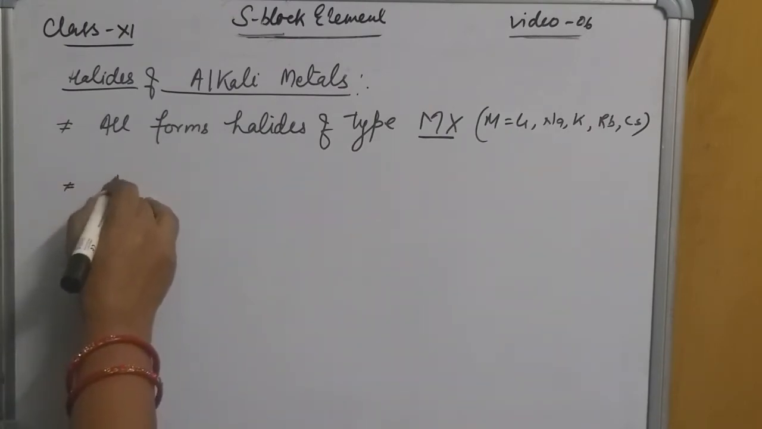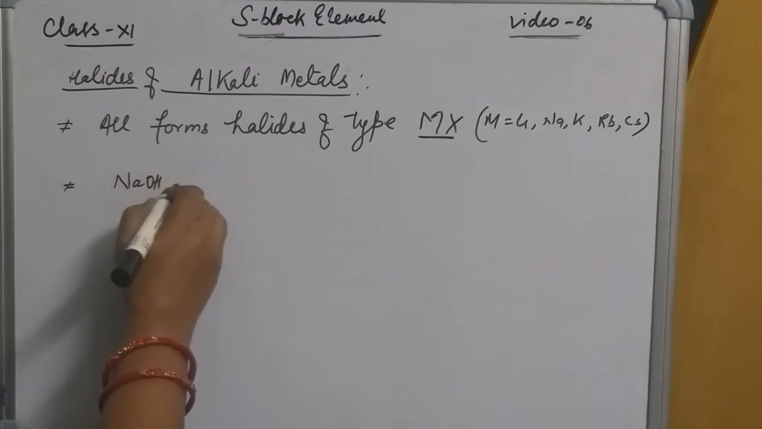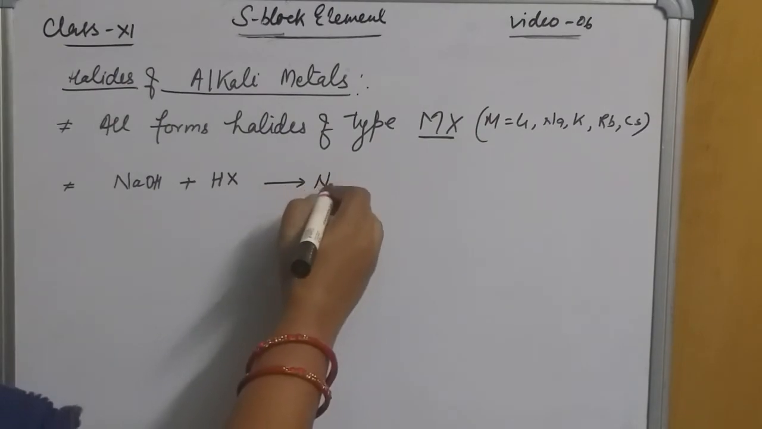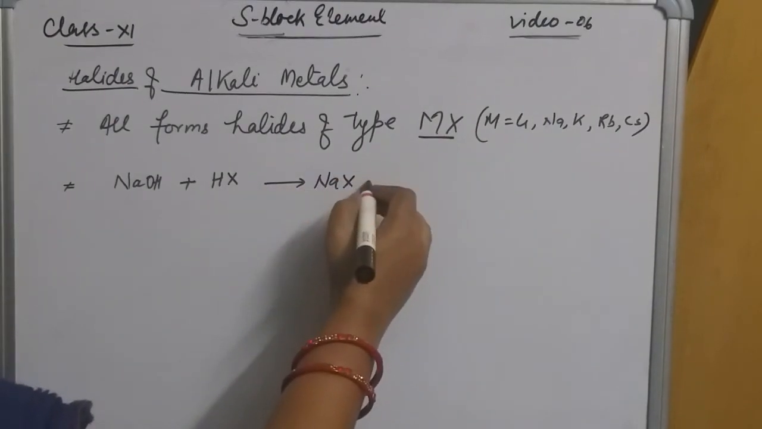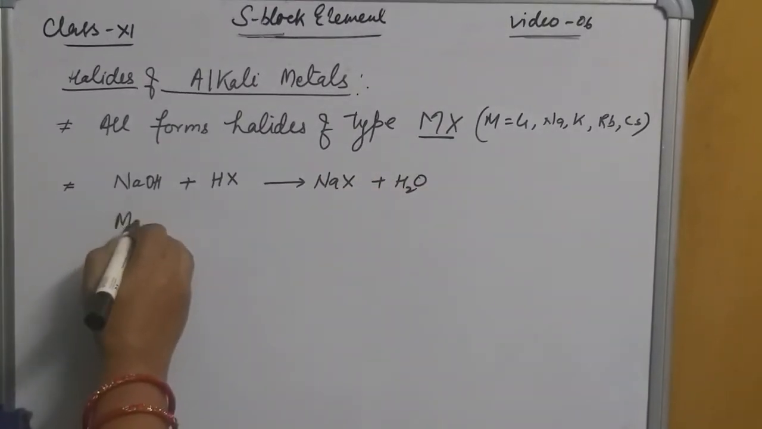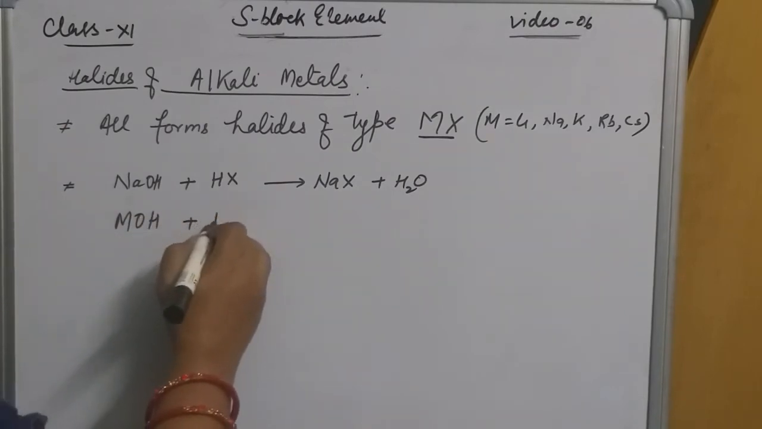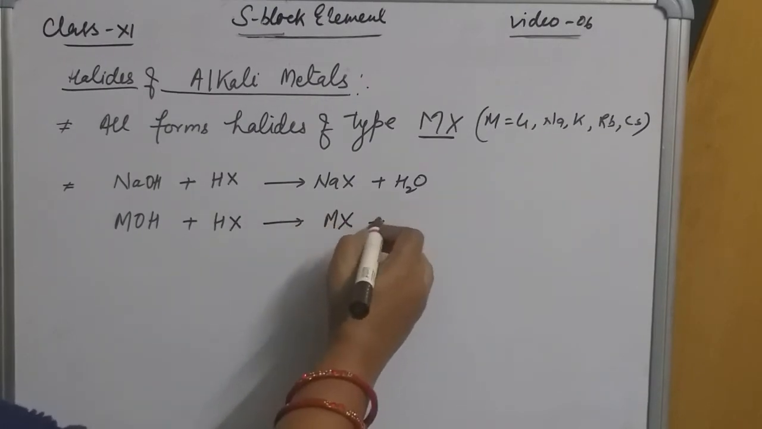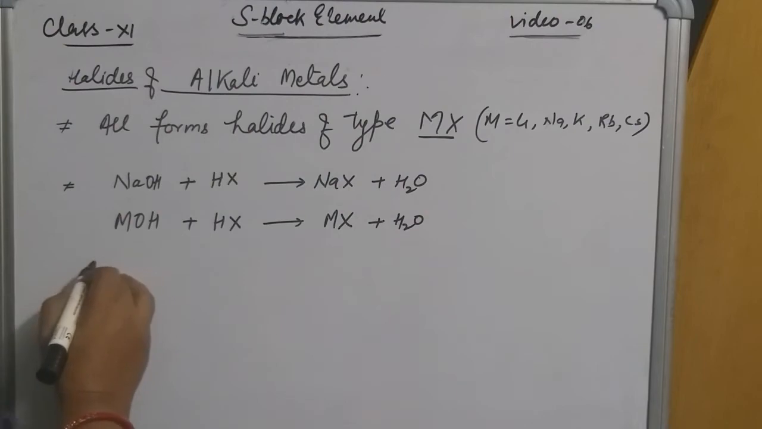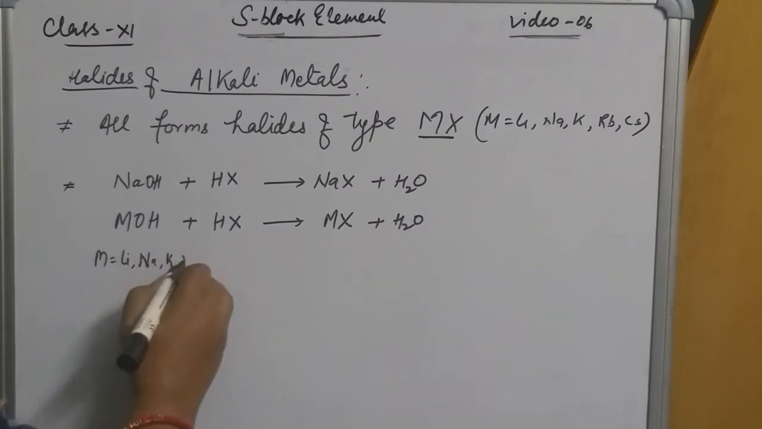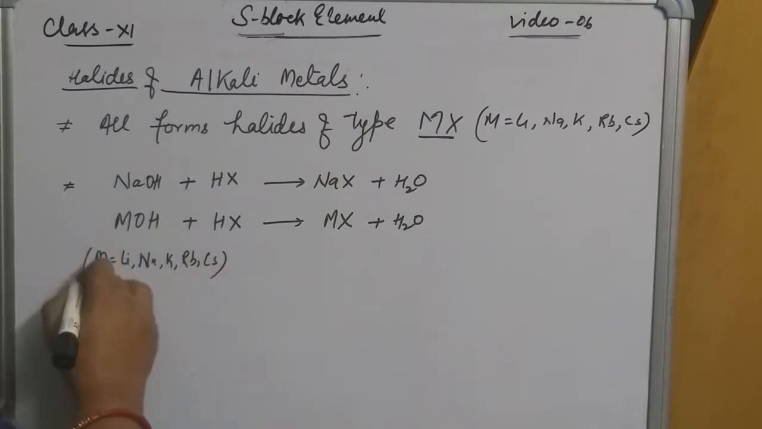Whenever a strong base, MOH, is treated with hydrogen halide, metal halides or alkali metal halides are formed along with water. Here M, as we know, is a member of group 1: lithium, sodium, potassium, rubidium and cesium, and so on.